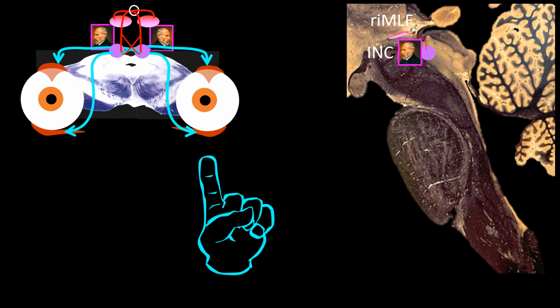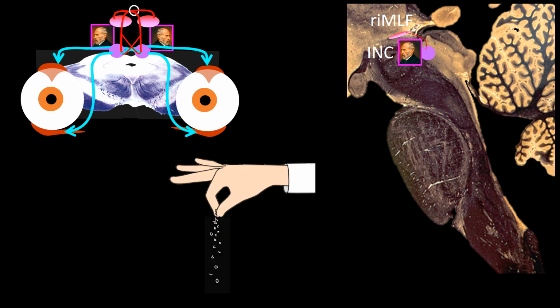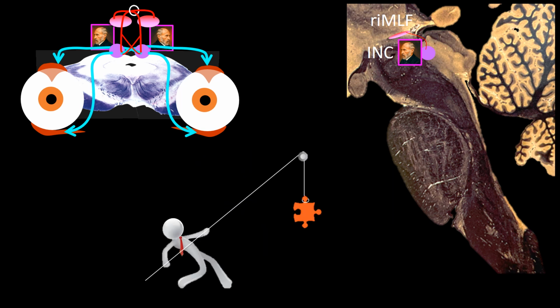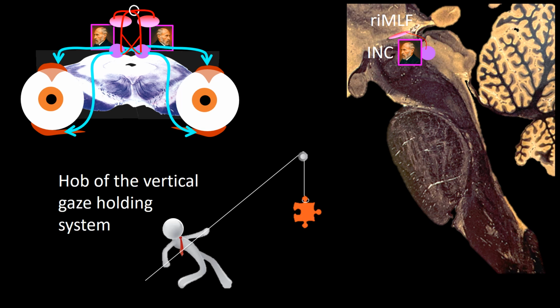I have now introduced the interstitial nucleus of Cajal. This nucleus is just below the rostral interstitial MLF nucleus. The interstitial nucleus of Cajal acts as a neural integrator. It incorporates information from multiple sources for two purposes. One purpose is to adjust the amount of contraction of the extraocular muscles required to achieve the appropriate vertical position, and the second one is to keep the eyes in the upgaze position where they should be. It is because of this latter action, which by the way is also harbored in this nucleus for downgaze, that the interstitial nucleus of Cajal is considered the hub of the vertical gaze holding system.